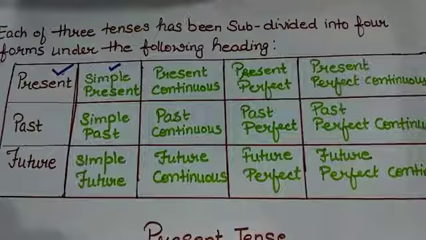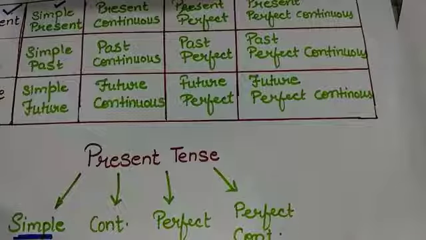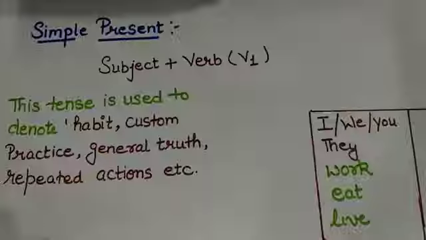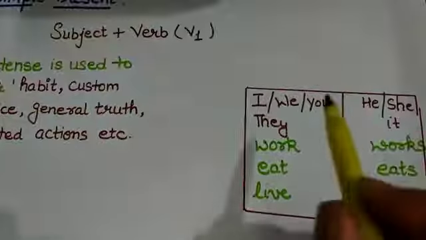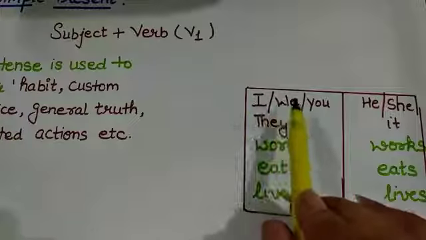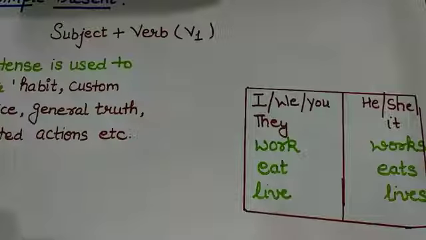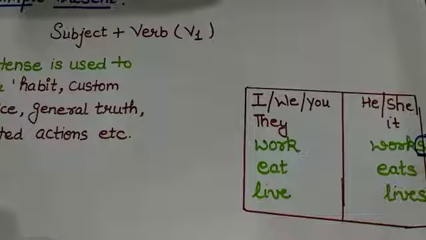So let us see what a present tense holds. In present tense, first we will discuss simple present tense. Sometimes simple present tense is also called present indefinite. In simple present tense, we use the subject with the first form of the verb. You can see a table here. When the subject is I, we, you and they, we use a verb like work, eat, live. But when the subject is he, she or it, we use s with that verb, like works, eats, lives. Actually, this concept is based on subject-verb agreement, which denotes this s as a singular verb with a singular subject.